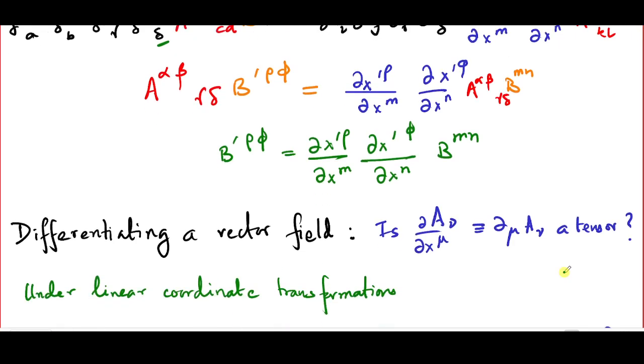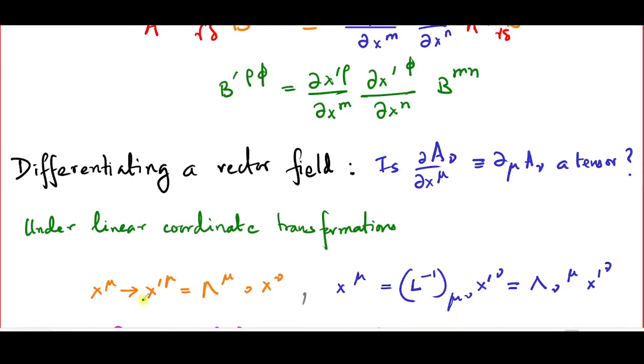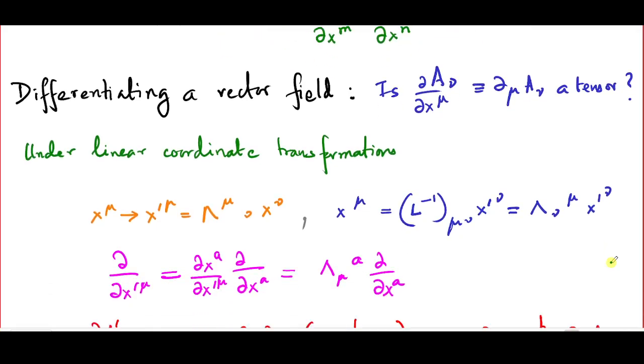Now, under a coordinate transformation, if it is a linear transformation, then x^μ goes over to x'^μ given by Λ^μ_ν x^ν, and the inverse of this, x^μ, the original x, is (L^{-1})^μ_ν x'^ν, where this is the mu nu component of L, and L inverse's mu nu component is actually L inverse transpose's mu nuth element, which according to our notation is lambda with the opposite placement of the indices. So x^μ is Λ^ν_μ x'^ν. The reason why we are talking about this is simple.